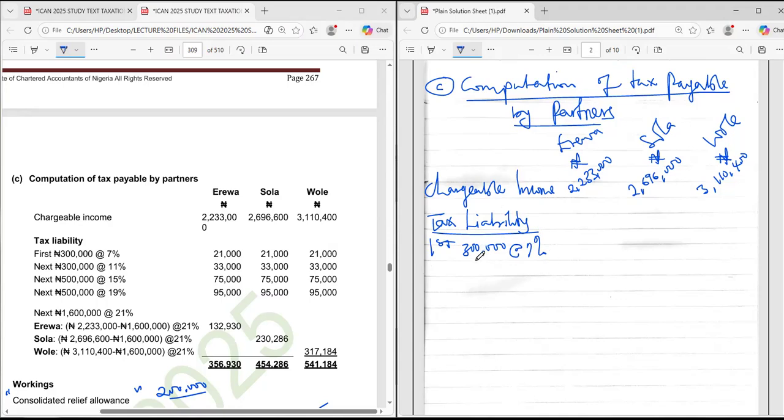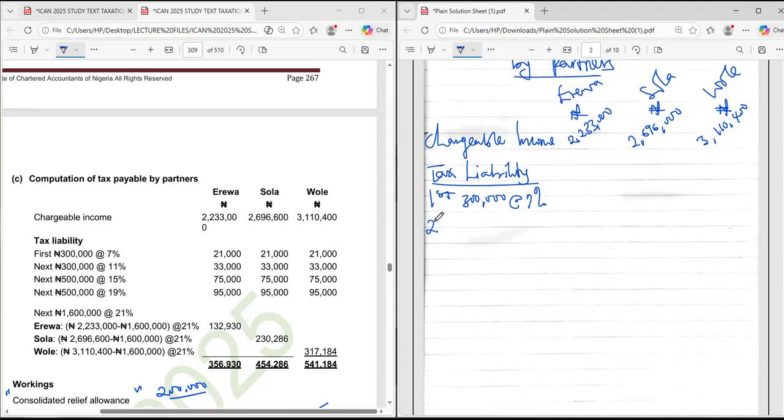So second 300,000 at 11%. Then the next 500,000 at how many percent? 15. The next 500,000 at how much? 19. Then any balance, have you?